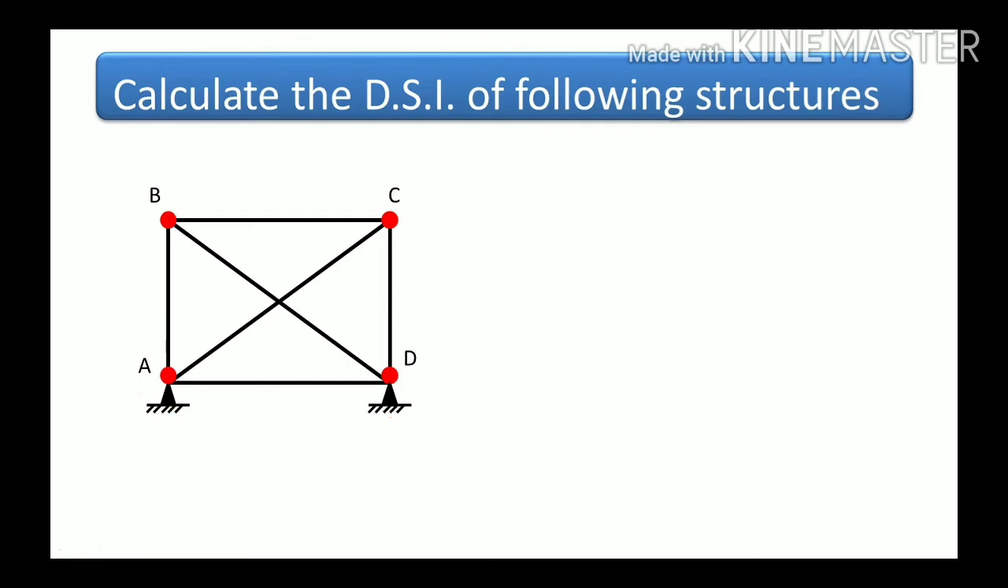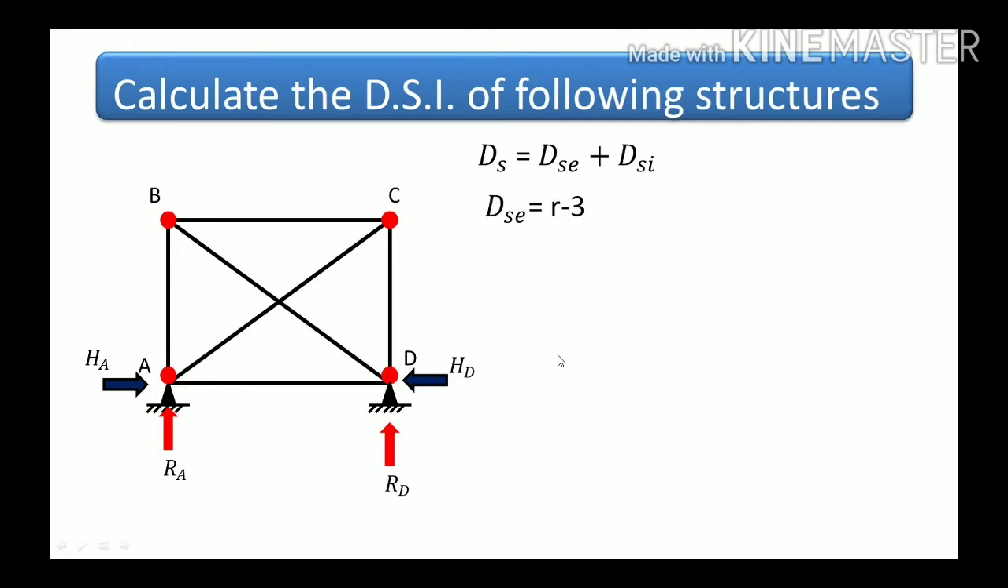Then the next problem. Here both A and D joints are hinge joints. So here we are calculating the external indeterminacy and the internal indeterminacy separately. The reactions are 4. At joint A is a hinge support, that is 2 reactions. At joint D is a hinge support, that is 2 reactions. So HA, RA, RD and HD. Here DSE, the external indeterminacy, is equal to R minus 3. R is the number of reactions: 1, 2, 3 and 4. So 4 minus 3 is 1.